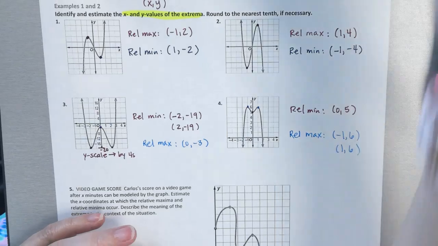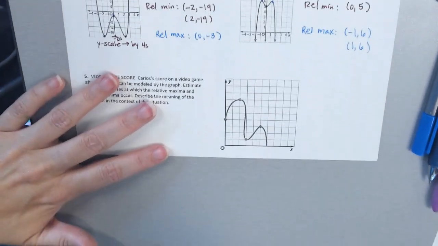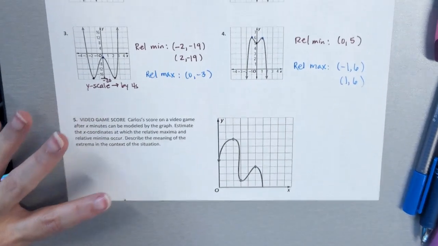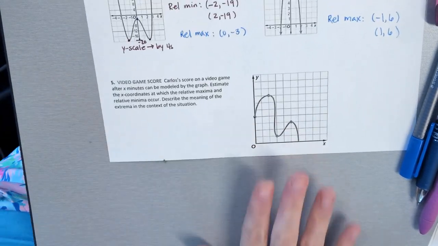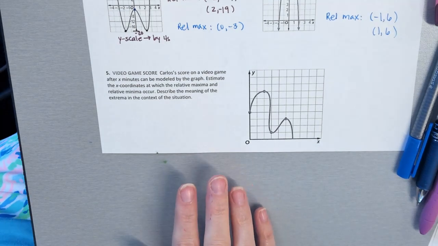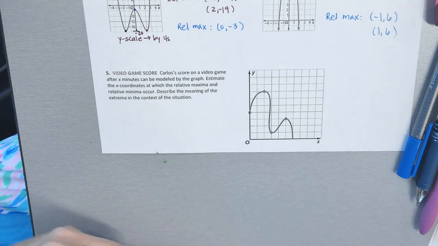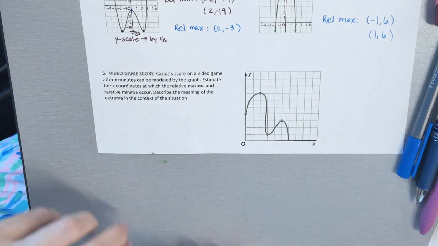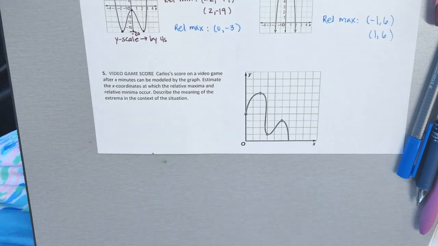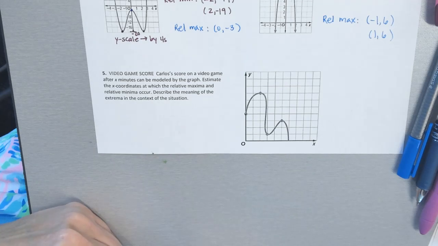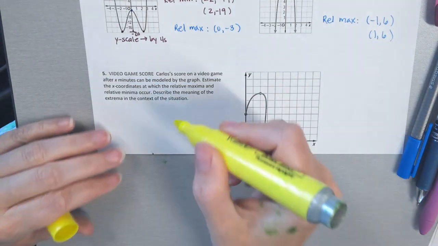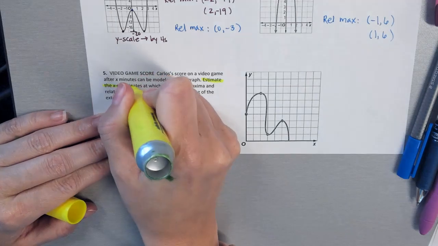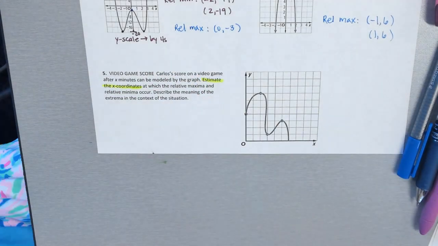So I talked to you a little bit earlier this week about in honors, it's more than just finding things. We want to find them and then interpret them in context. So for 5, Carlos's score on a video game after x minutes can be modeled by the graph. You're going to estimate the x coordinates at which the relative maxima and relative minima occur, and then describe the meaning in context of the situation. So the first thing we're going to do is estimate the x coordinates. So you don't have to estimate the y.